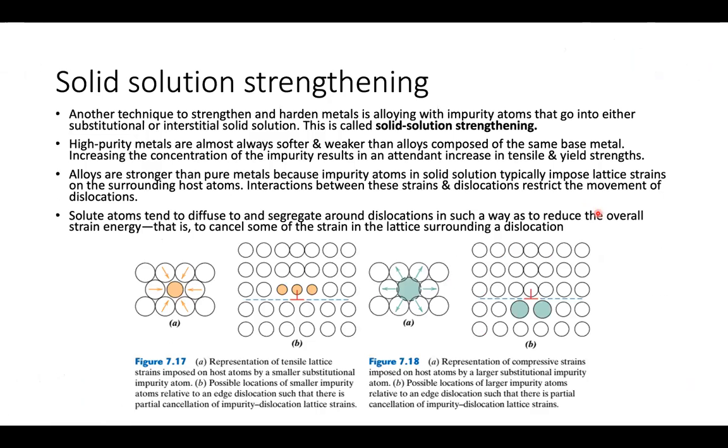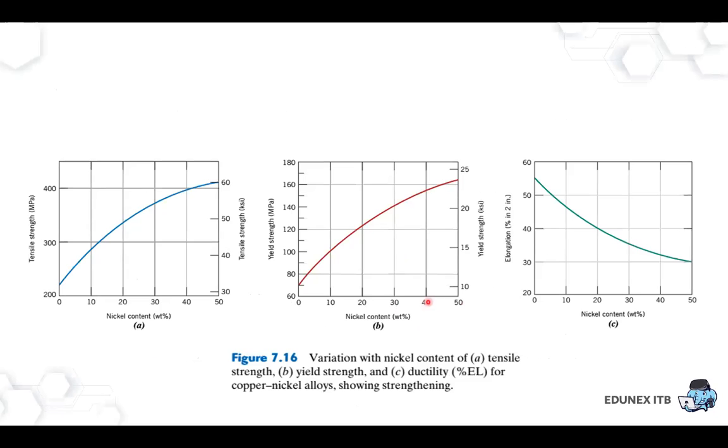The second one is adding alloying elements, solution strengthening. If you add alloying elements, for example one that is smaller than the others, there will be some strain around it. Or if we add an element larger than the previous one, it will also make the lattice bigger compared to the other atoms and impose lattice strain. Okay, so I'm going to go straight to here.